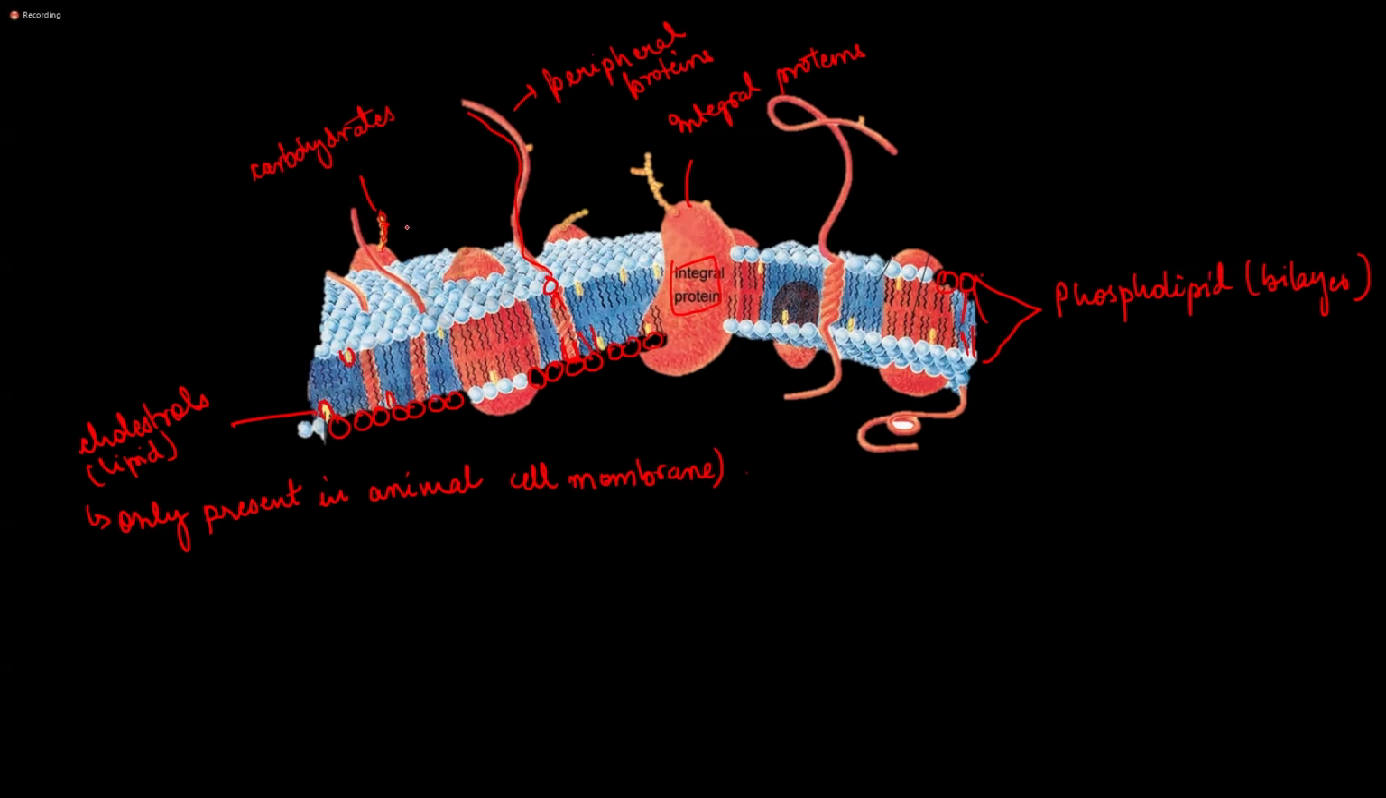What are the components of it? Now let's see. So the first component that you understood, and we also studied in detail, is that it consists of lipids. And lipids can be phospholipids. There are also other lipids, but mainly phospholipids. And it is also called lecithin. And second is cholesterol. But cholesterol is only present in animal cell membrane.